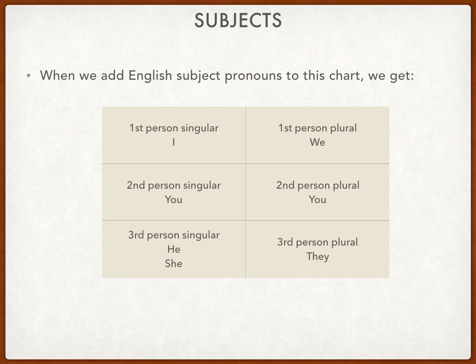In English, here's what we get. First person singular is I. I'm talking about myself and no one else. But first person plural is we. I'm talking about myself and a group. Second person in English, regardless of if it's singular or plural, is you. If you're talking directly to someone, even if there's more than one person, we still say you. And third person kind of gets a little bit tricky. We split third person singular up by gender. We can talk about he or we can talk about she. But if we're talking about a group in third person, we always use they.